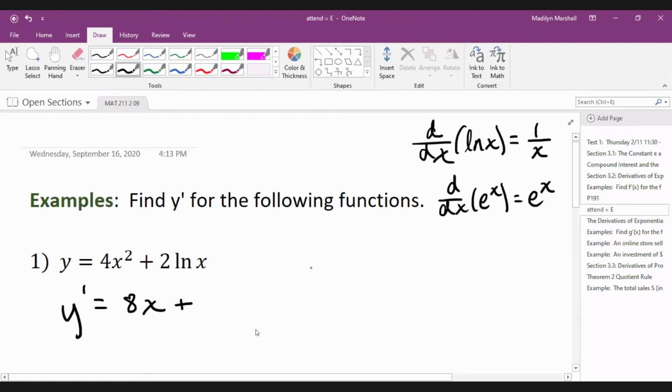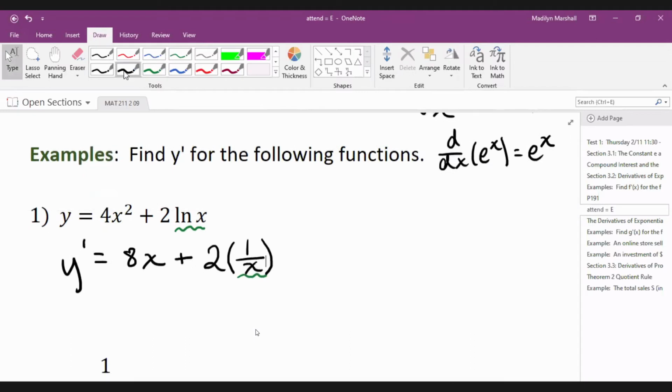Is it just 1 over x? Yes. I'm going to rewrite this in a simplified way in a moment, but yes. If we have a number multiplied in front of the thing, that's just still there. So the 2 is just hanging out there. And then we can focus on the derivative of natural log is 1 over x from our rule.